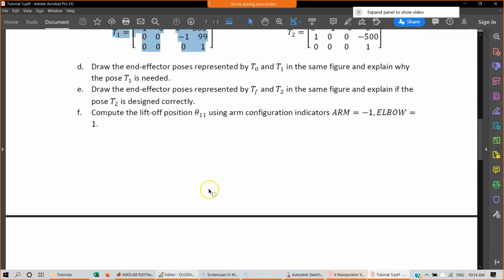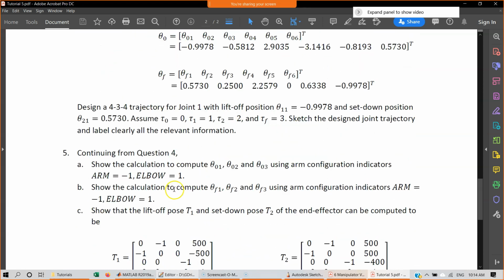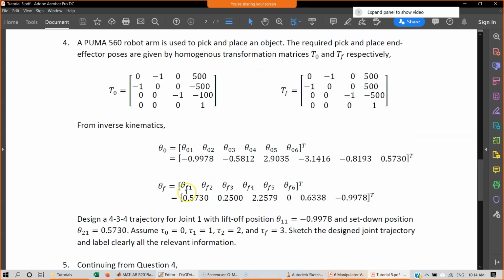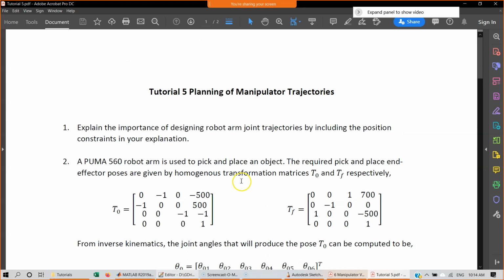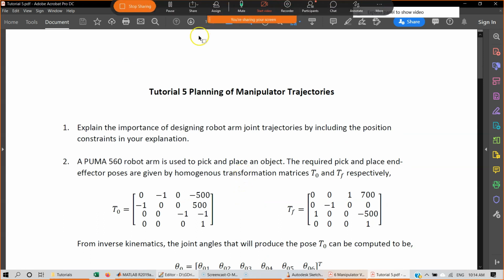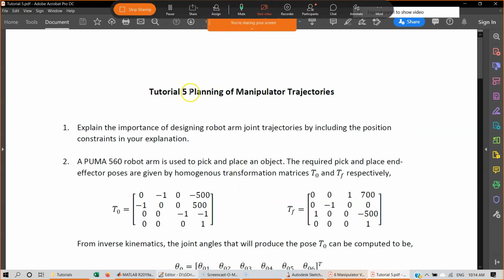Okay, and question 4 is quite similar, but with some twists here and there. All right, I think you can do it, no problem there. So please try in your own time, and if you have questions this week, you can always ask me.